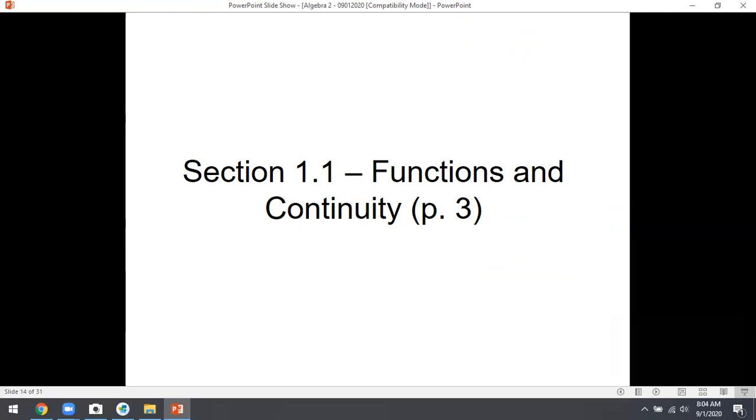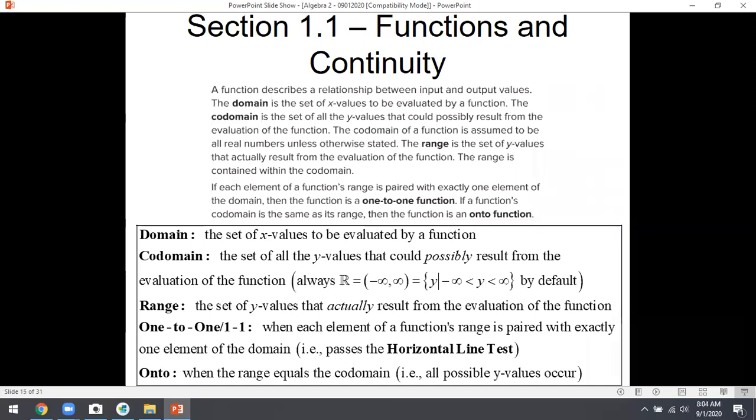And here we go. Functions and continuity is the topic today. Whenever I put a slide up, a couple things. This is out of the book, and I'm trying to summarize it right here. So this big square box is definitely a lot of things. Like I said, I'm hitting you hard today. Take a few minutes and write those down.